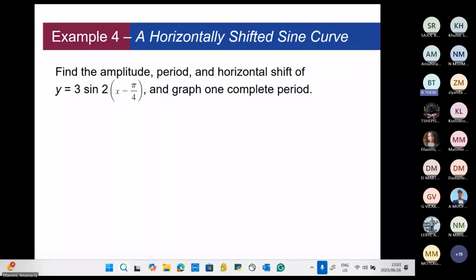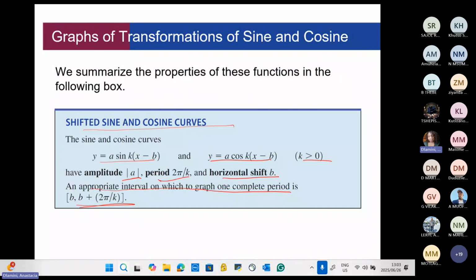In this case, you're not going to start from 0 because the graph has been shifted. Do you see that it has been shifted by minus pi over 4 to the right? So your appropriate interval is not 0 to pi over 4. Your appropriate interval will be this one.